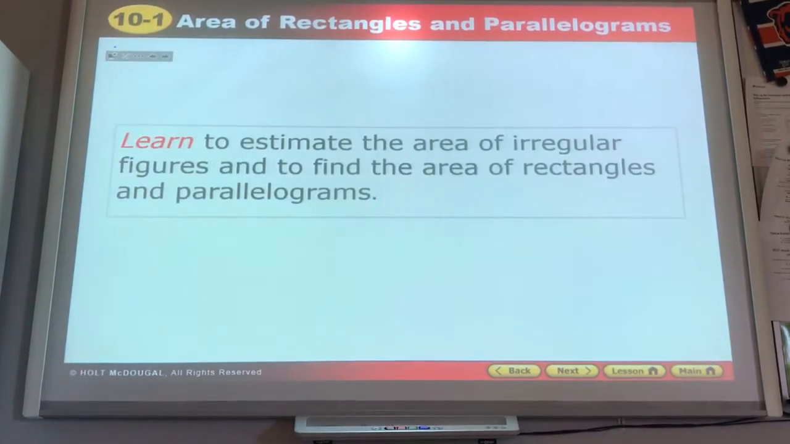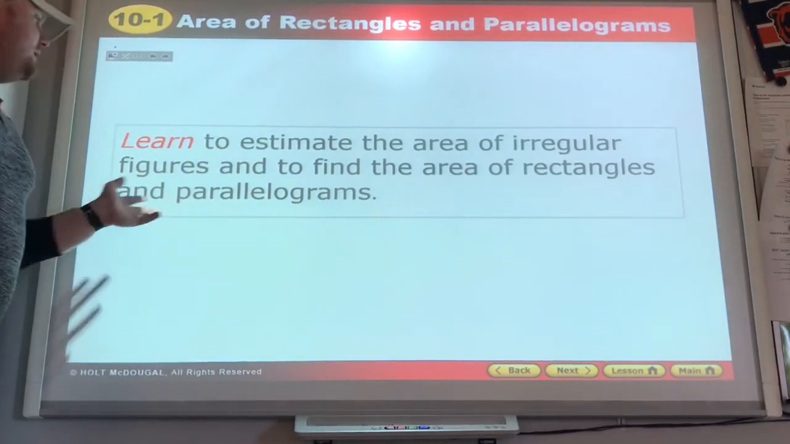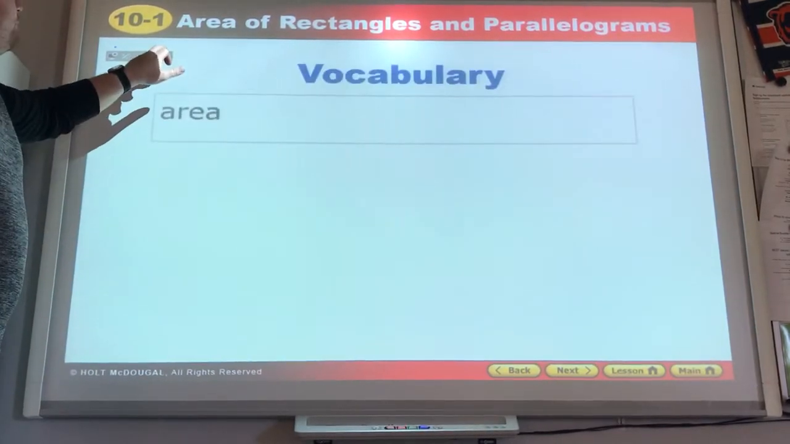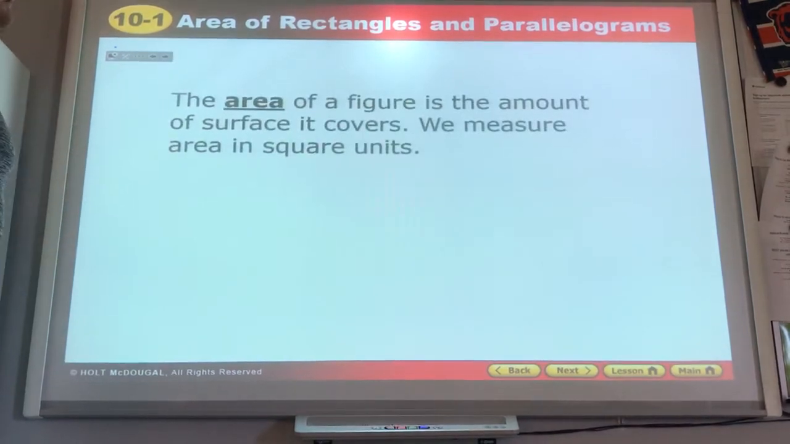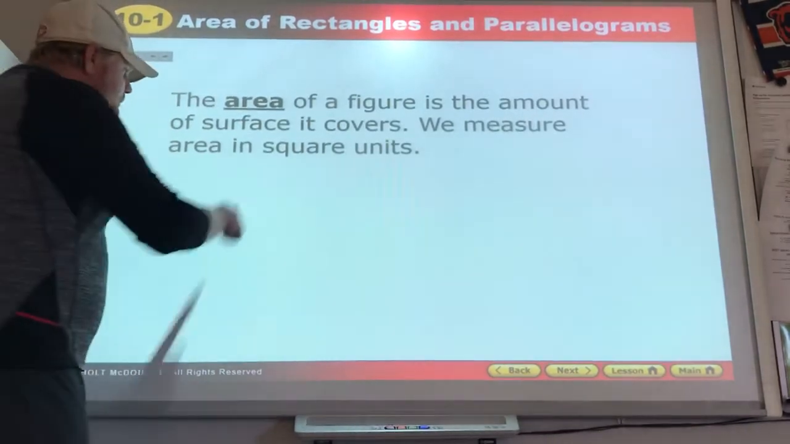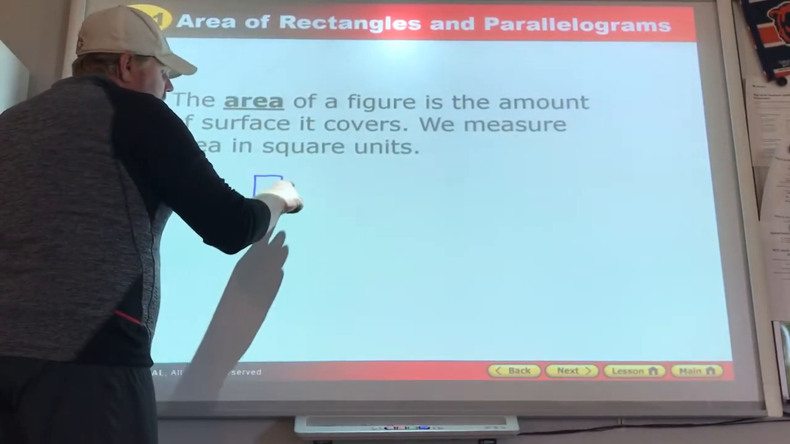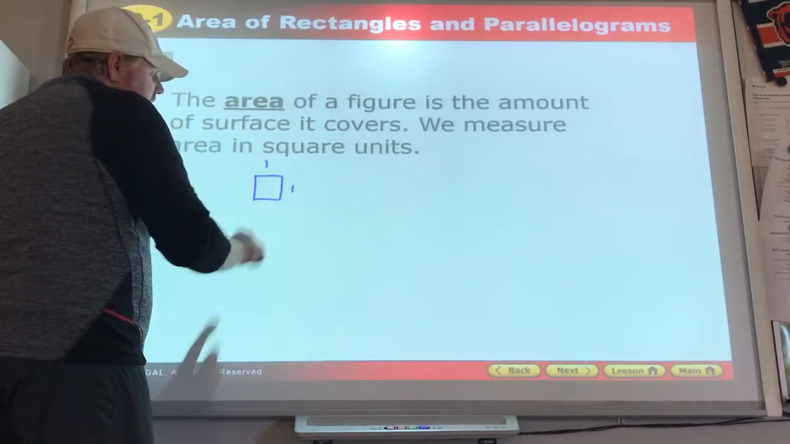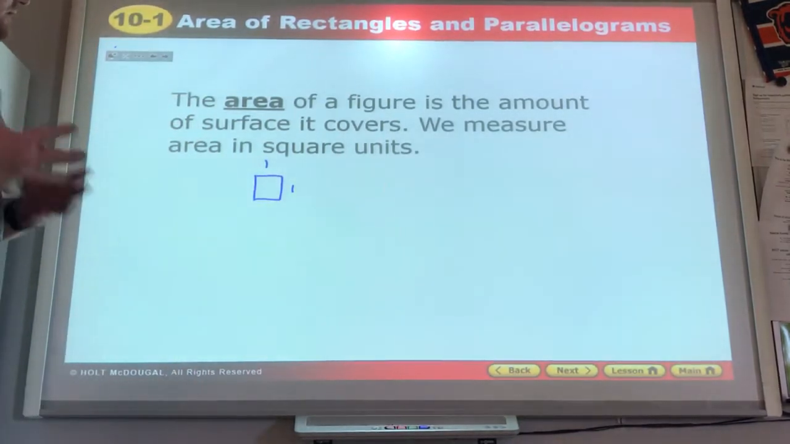Today we're going to estimate the area of irregular shapes and find the area of rectangles and parallelograms. So, area. The area of a figure is the amount of surface it covers. We measure area in square units. So, if this is 1 inch by 1 inch, that's 1 square inch. That's how we're measuring things, okay?